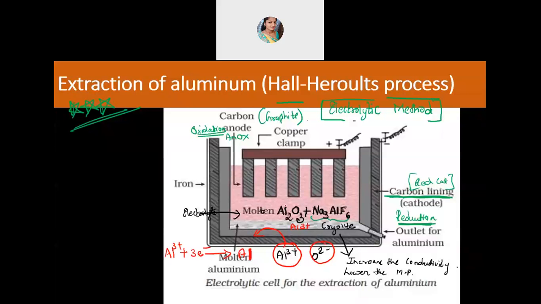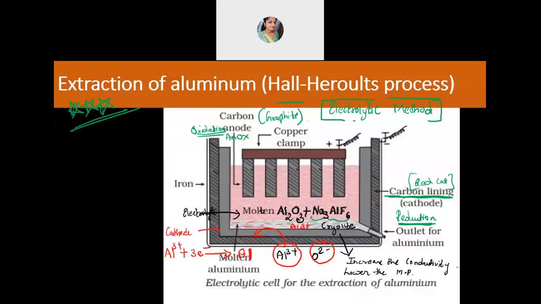So in your solution you are having that aluminium in Al3+ ion form and oxygen is there in O2- form. Okay, so that Al3+ will start moving towards the cathode. Here the cathode is the lining of your tank. The lining of the tank is the cathode part. So easily it will get attracted over there and start getting reduced. After the reduction is over, here it will be in the aluminium form.